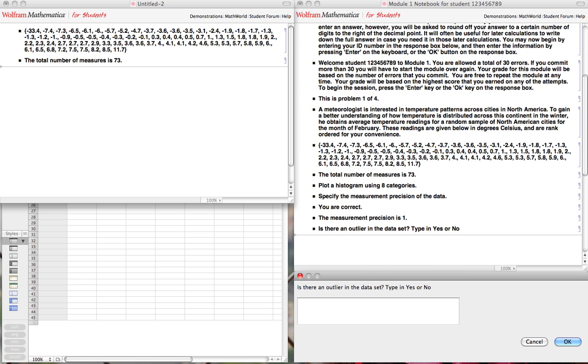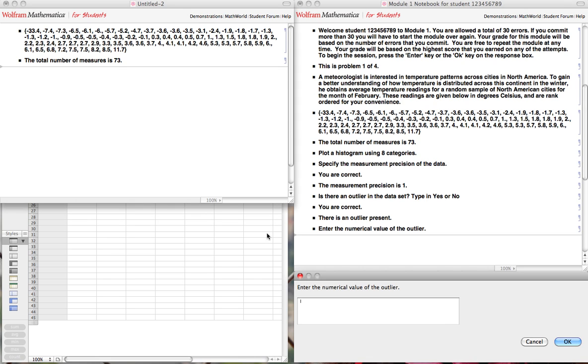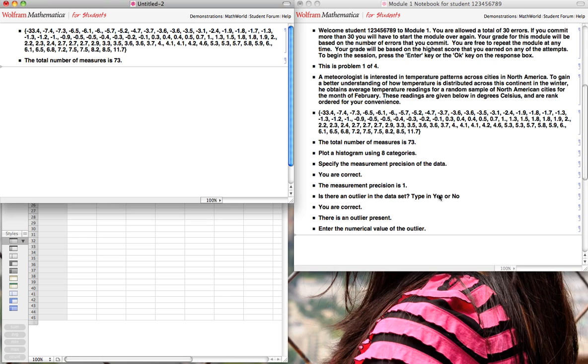Okay, is there an outlier in the data set? Because these numbers are ranked, the outlier will be either at the end, so it'll be a number that's larger than usual, or in the beginning, it'll be a number that's smaller than usual. You'll notice here minus 33.4 is an outlier, so the answer to that question is yes. Enter the numerical value of the outlier, it's minus 33.4.